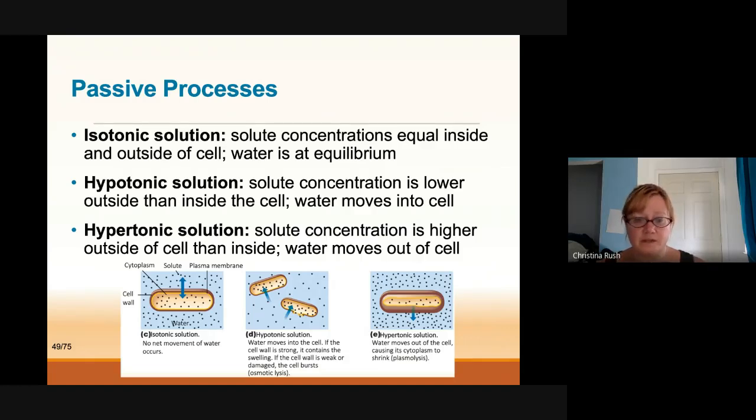In a hypertonic solution, solute concentration is higher outside of the cell than inside, and water will move out of the cell, and the cell will shrink. Now, a hypertonic solution is what we often find microbes in if they are in a high salt environment. It's called a halophile, so it likes salt. And so these microbes have evolved a way to exist in these conditions in a hypertonic solution without the cell dehydrating.